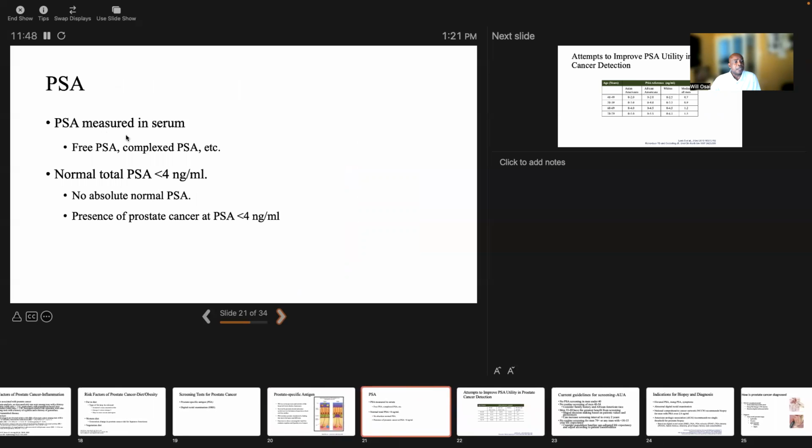As mentioned earlier, PSA is measured in the serum. Normal PSA is generally less than 4. However, this does not rule out prostate cancer 100% of the time, because some men with a PSA of less than 4 can have prostate cancer.